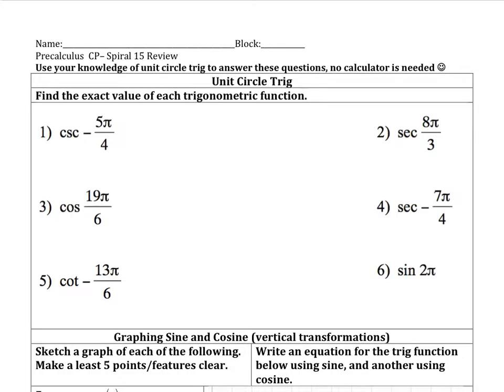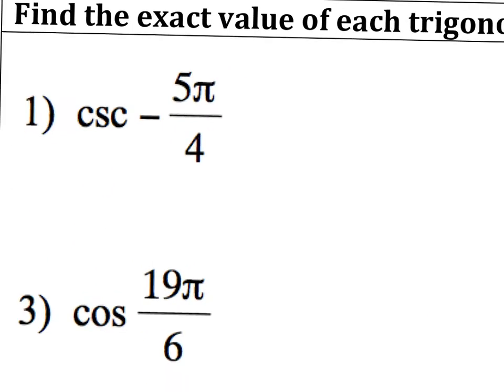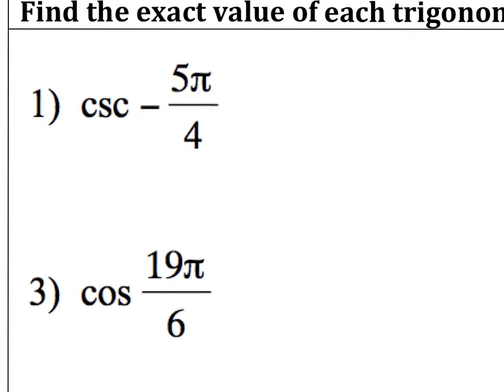Hey guys, this is Spiral Review for Spiral 15. First, we start off with some unit circle trig stuff, and to do that I'm going to look at cosecant of negative 5 pi over 4. First thing I've got to do is realize that cosecant is going to be the reciprocal of sine of negative 5 pi over 4. So if I find sine of negative 5 pi over 4, I'm going to flip it to get cosecant.